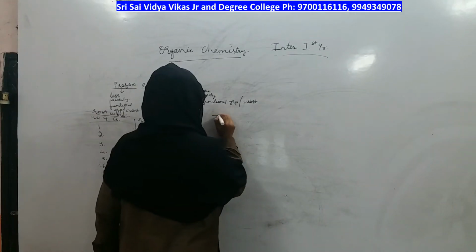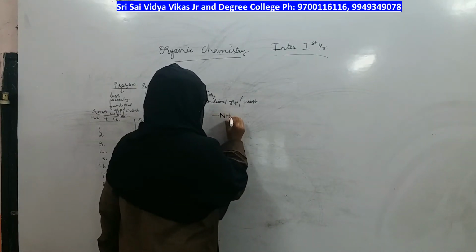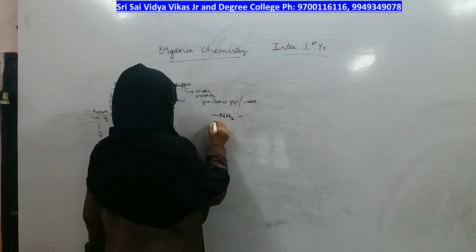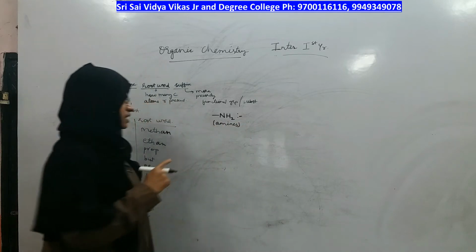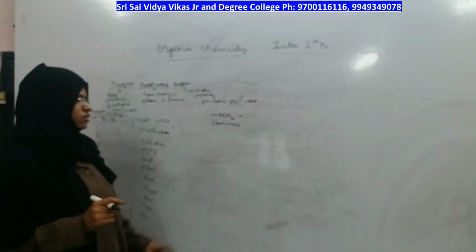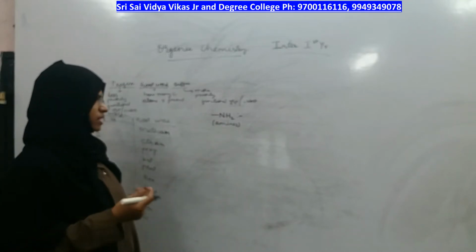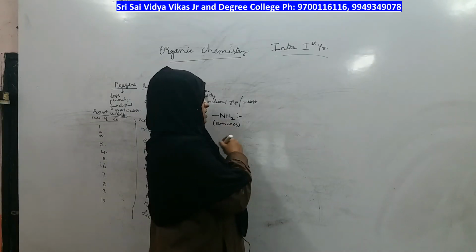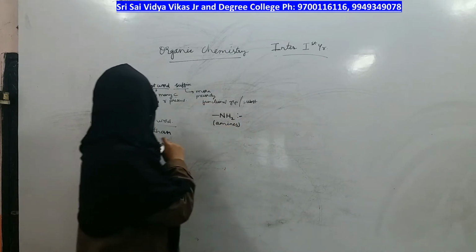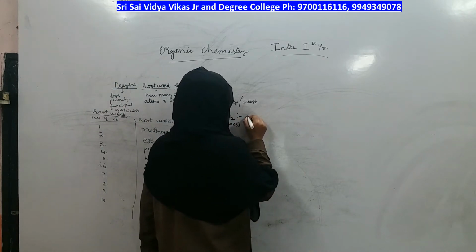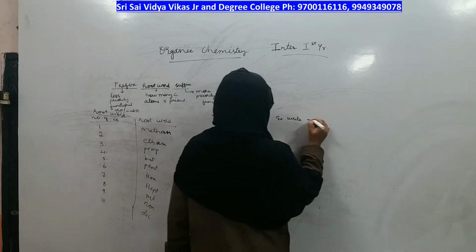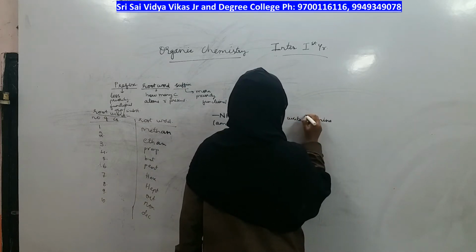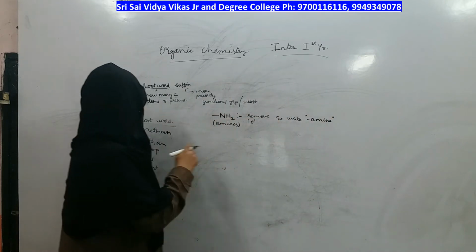Next functional group is NH2. What does it mean by group? Amines. If the NH2 group is present in a compound, that functional group is called amino group, and the compounds are called amines. For that, what should you do? Same, remove E and write amine as the suffix.